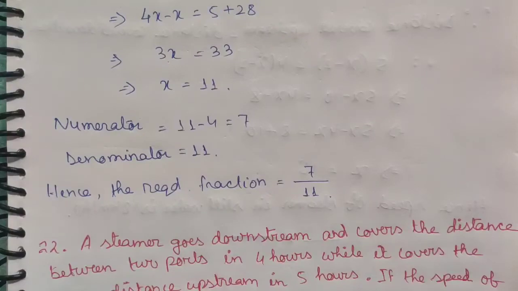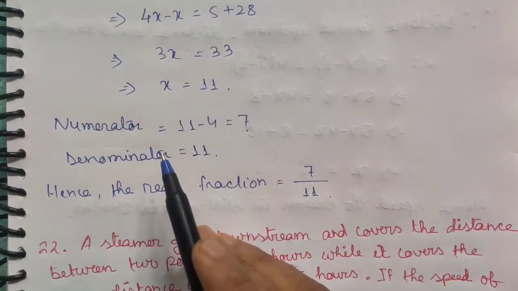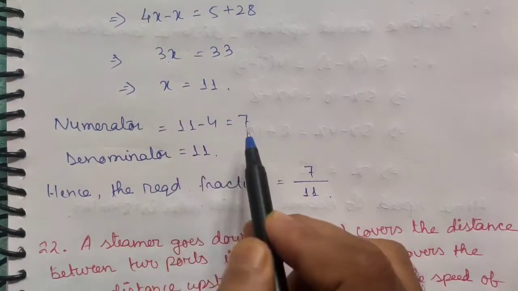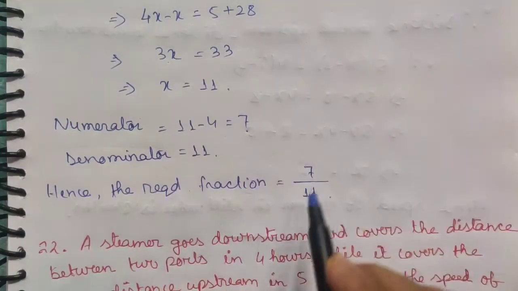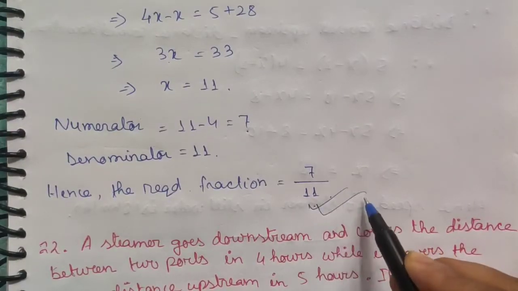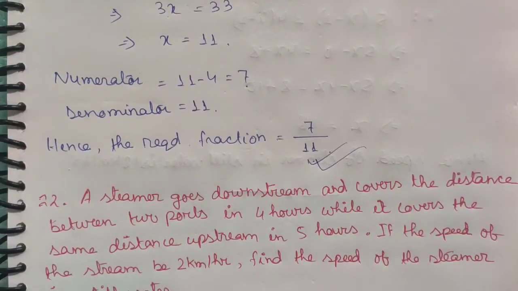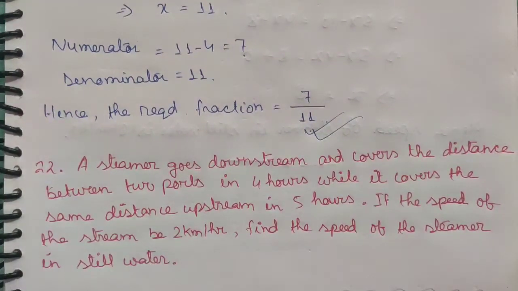So our numerator will be what? Numerator was x minus 4, that is 11 minus 4, that is 7, and denominator is 11. So if our numerator is 7 and denominator is 11, our fraction will be what? 7 divided by 11. So this is our required fraction. Clear? It will be more clear now if we solve another problem relating to the speed of a boat and the stream, right?